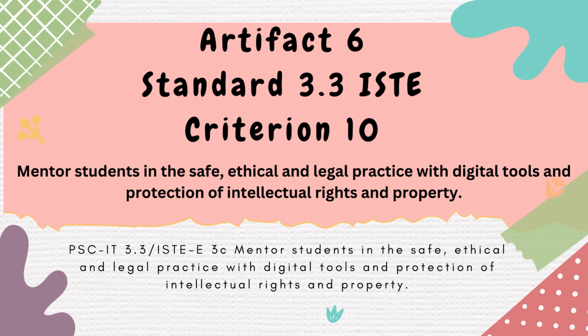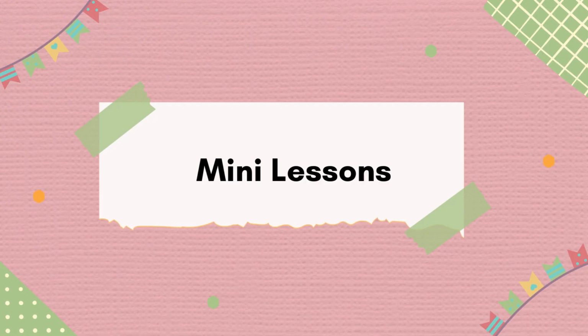This video is for Artifact 6, Standard 3.3, ISTE Criterion 10, Mentor Students in the Safe, Ethical, and Legal Practice with Digital Tools and Protection of Intellectual Rights and Property. For this lesson, I created 2 mini lessons centered around digital ethics in terms of social media and plagiarism. I wanted to make sure that students considered the idea of digital ethics and how ethics can drive how we interact online and with intellectual property.